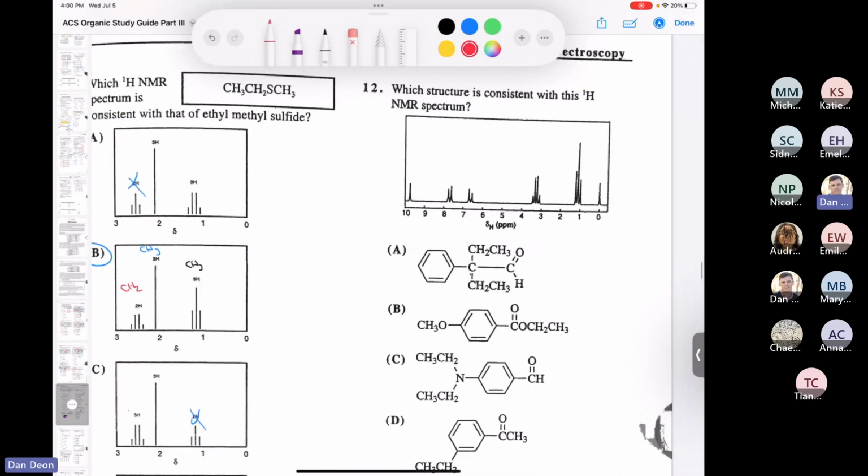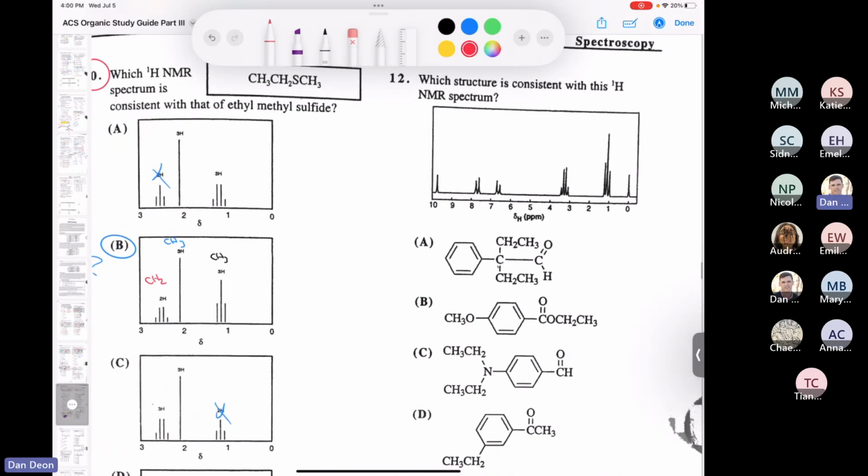All right, number 12. Which structure is consistent with this proton NMR spectrum? So if I have a proton with a chemical shift of 10, does anybody know what functional group that means? No, not a carboxyl. It would be an aldehyde. All right, so this means that we have an aldehyde. Good, so that means it's going to be either this compound or this compound. We can scratch these ones off.